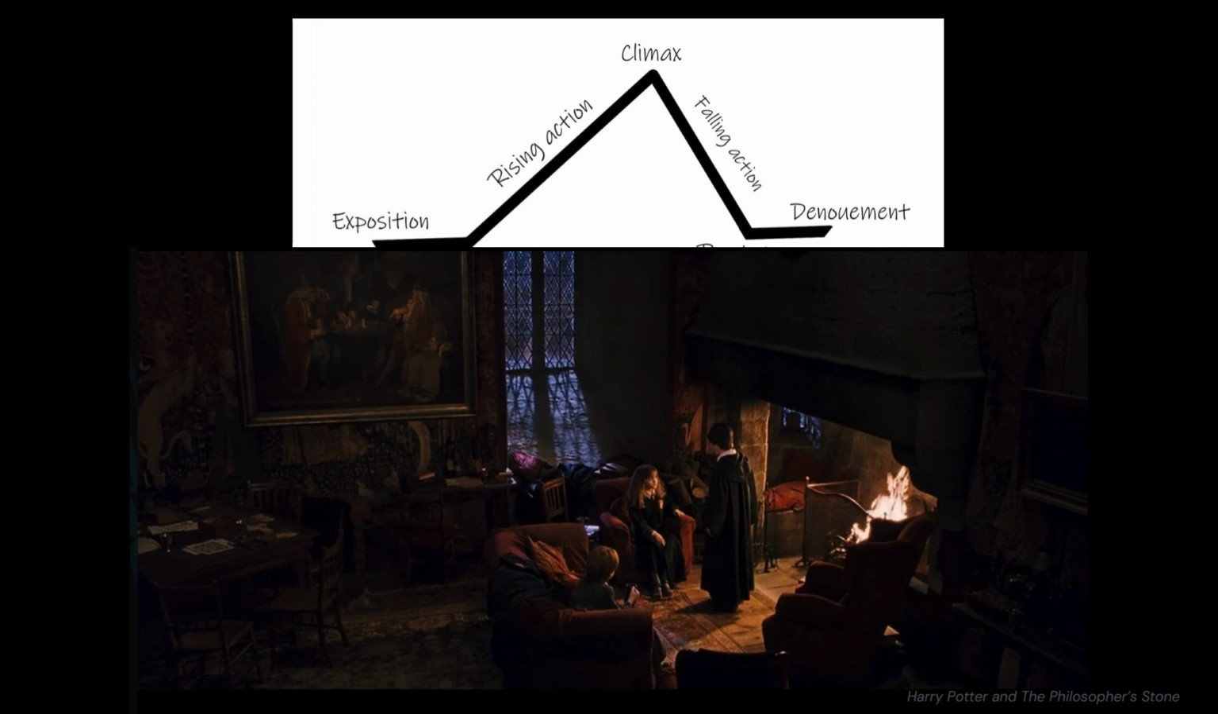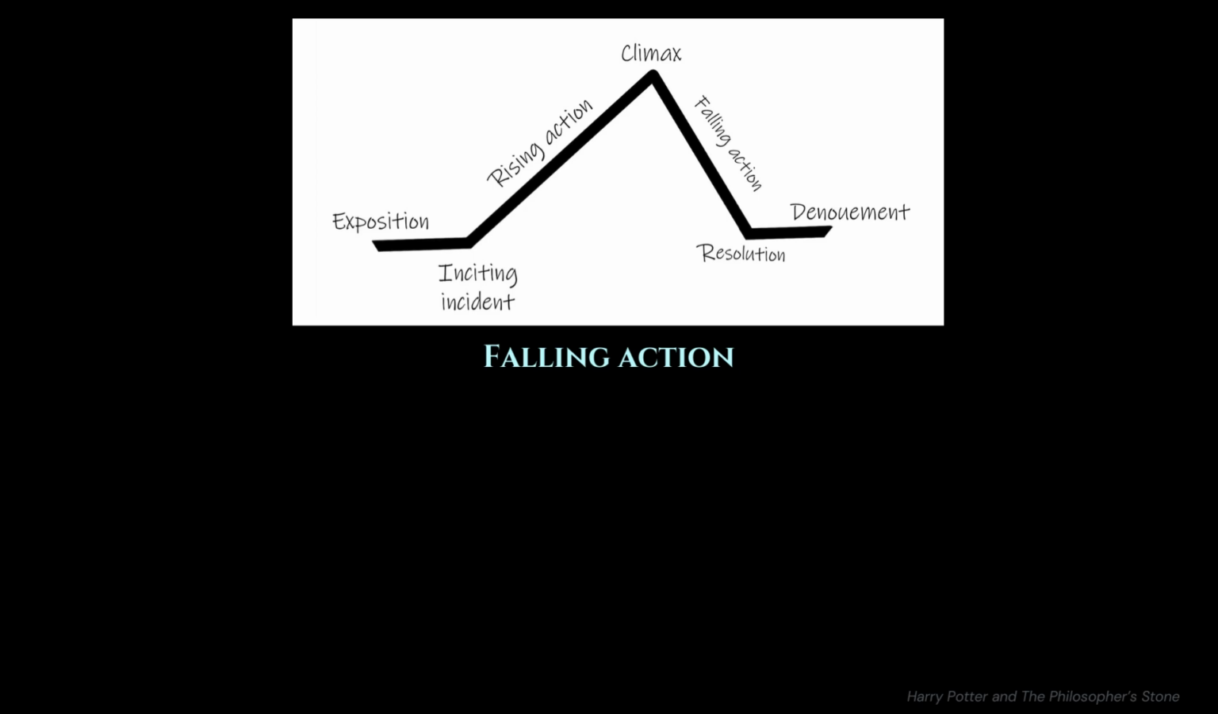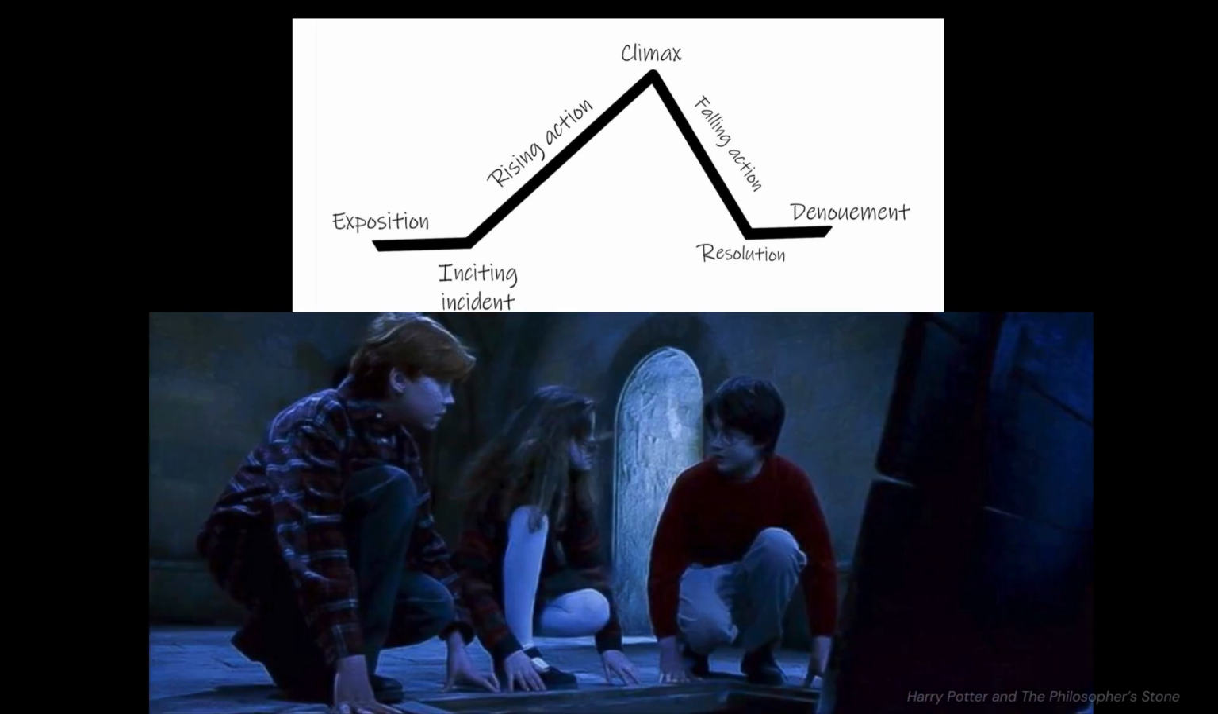The characters show what they are made of. Falling action: the conflict between protagonists and the obstacles that have been put in their way. In our example, Harry, Ron and Hermione decided to go for a little trip to the trapdoor through all trials, fluffy dogs, trolls, to save the stone.